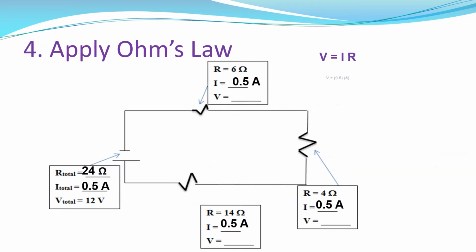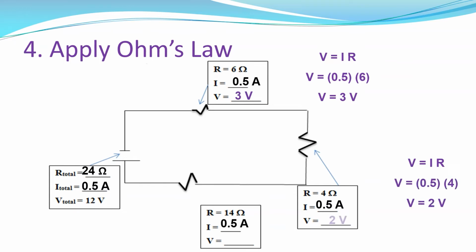I'm going to substitute in what I know, solve for what I don't, and keep repeating it until every V, I, and R is solved in the circuit. I can even double check my work. 7 plus 3 plus 2 equals 12 volts.